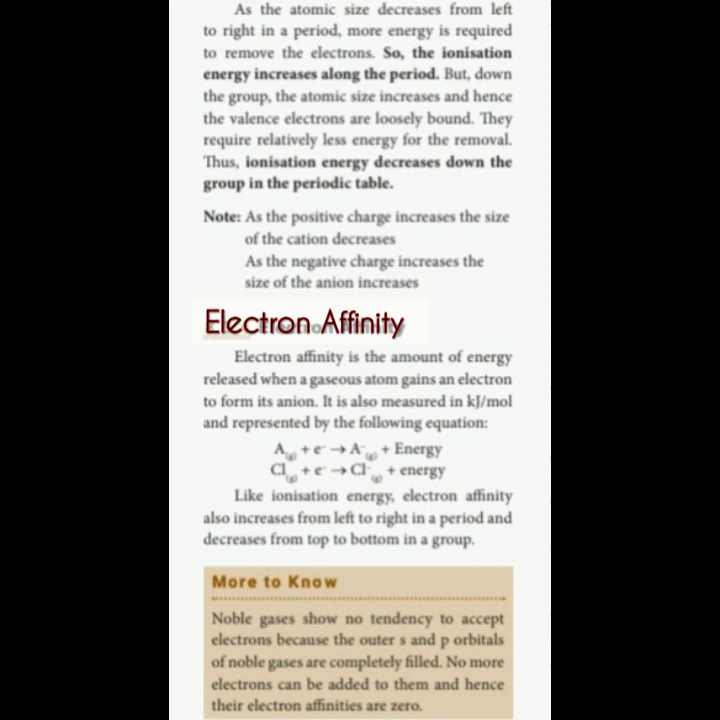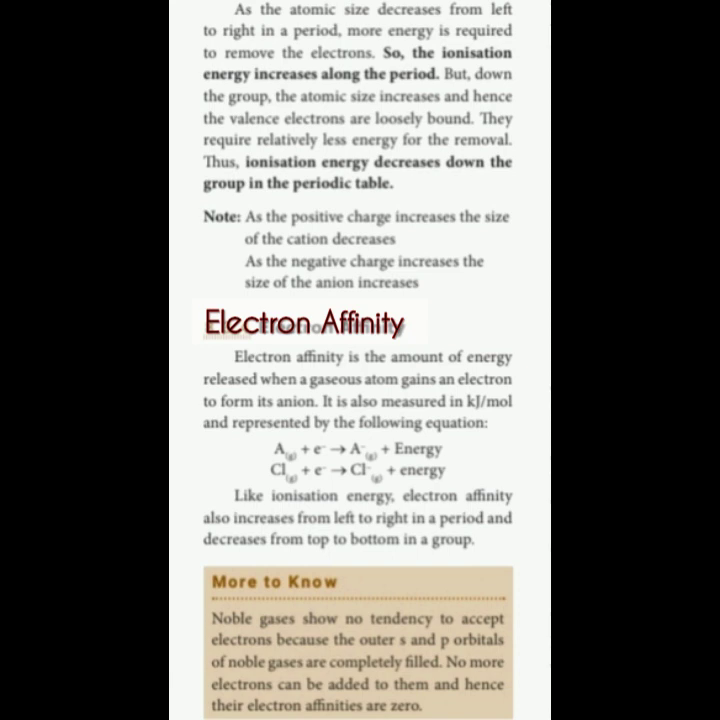But when we come down the group, atomic size increases. Moving from left to right, atomic size decreases; going down a group, atomic size increases. So the valence electrons are loosely bound. Hence less energy is needed to remove the electron. So overall, ionization energy decreases down the group and increases across the period.